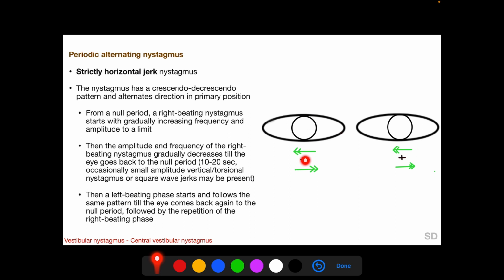So the pattern starts from a null period followed by a right beating nystagmus of gradually increasing frequency and amplitude till it reaches a limit. Then the amplitude and the frequency of the right beating nystagmus gradually decrease till the eye goes back to the null period for around 10 to 20 seconds. Then a left beating phase starts with a gradually increasing amplitude and frequency till it reaches a certain limit, followed by a decrease in the amplitude and frequency of the left beating nystagmus till the eyes go back to a null period, followed by repetition of the right beating phase.